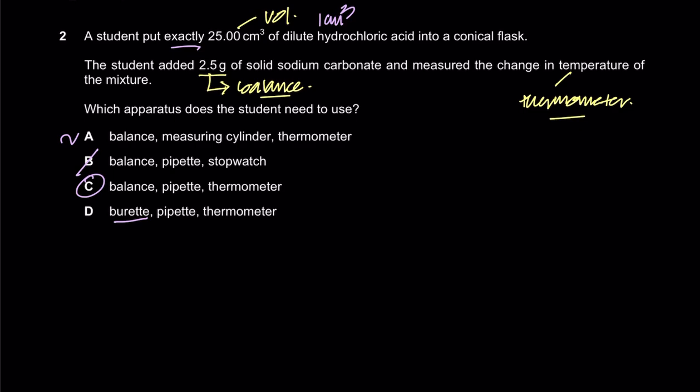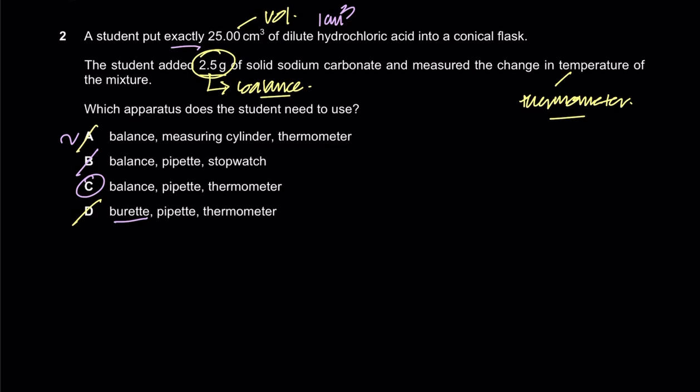D says a burette, pipette, and thermometer. Dude, how do you use a burette for measuring mass? A burette is also used for measuring volume, right? So there's no mention of how he measures this 25 grams. So even if you did not know why A was wrong, between A and C, you could safely determine that the more accurate exact value would be obtained by circling C.